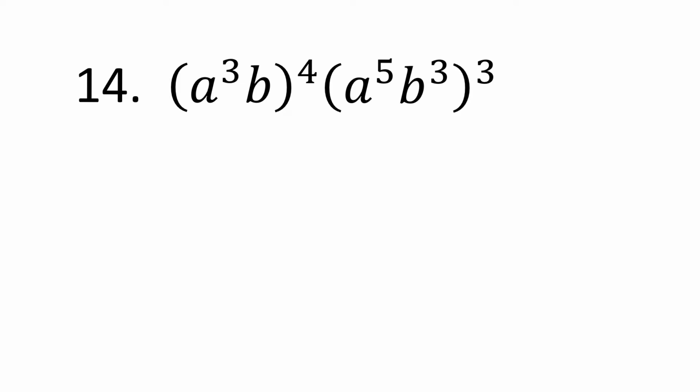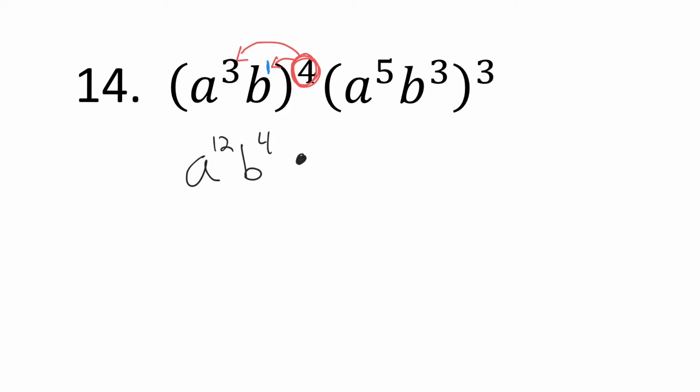I'm going to take the 4, this exponent in the first parentheses, and I'm going to multiply by the 3. And remember that b has an exponent of 1. So I'm going to multiply that 1 by 4. You keep the base. There's the a, 3 times 4 is 12. And the b, 1 times 4 is 4. But I am going to multiply, so let me put the dot, which means multiplication, in the middle.